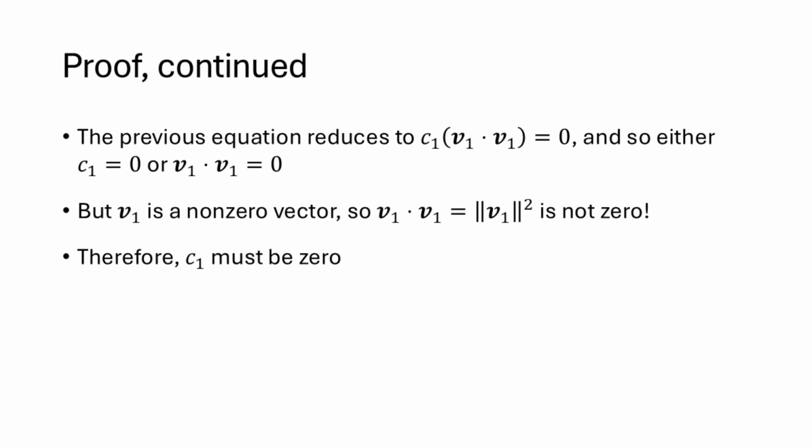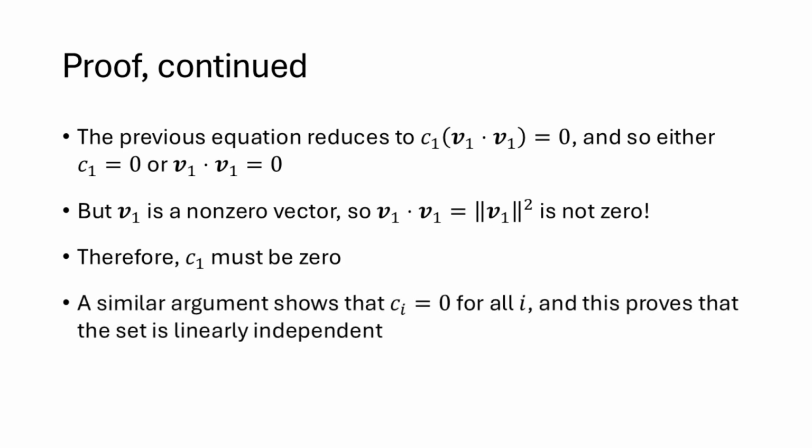Now our goal is to show that all of the c's are 0, but we can do the same kind of argument to show that the rest of the c's are also 0. Instead of dotting both sides with the vector v1, we would dot both sides with the vector v2, and that would eventually show us that c2 is 0. And continuing in a similar way, we show that all the c's are 0. And that means that our set of vectors must be linearly independent.